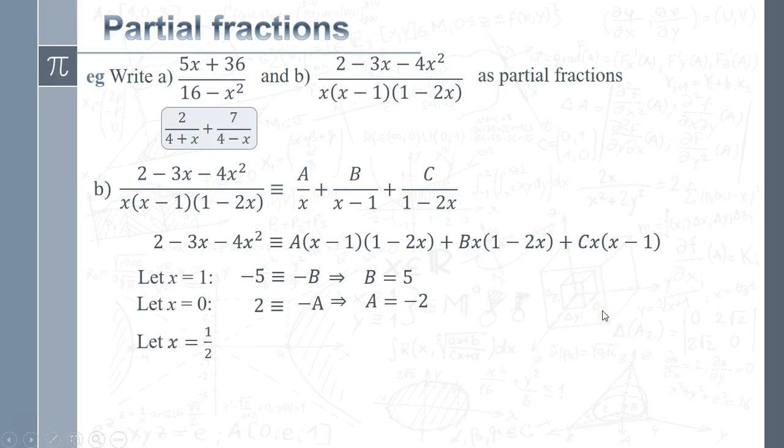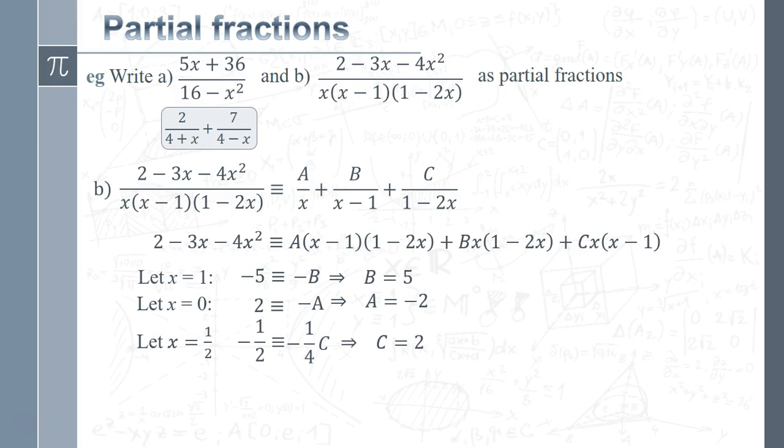And finally, I'm going to pick x equals a half, because that's going to make that bracket there 0, that bracket there is going to be 0, so all of that stuff's going to disappear, just leaving me with the c that I'm still looking for. So when we put x equals a half into the left-hand side, we get minus a half, and on the right-hand side, we end up with minus a quarter c, and so that therefore gives us c equals positive 2.